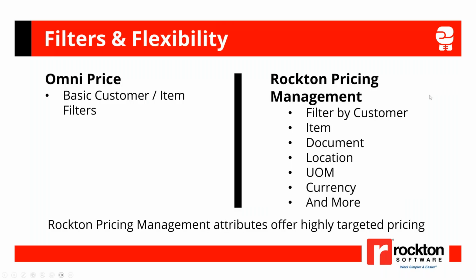Filters and flexibility. So Omni Price is great. It shines much above what GP offers out of the box. So your basic customer and item filters, no problem. Now, if you want to go beyond that, RPM can really take it to the next level. We can filter by customer and item, but also by document, location, unit of measure, currency, or any other readable data that you store inside of your ERP system. We can use all of that to drive pricing.